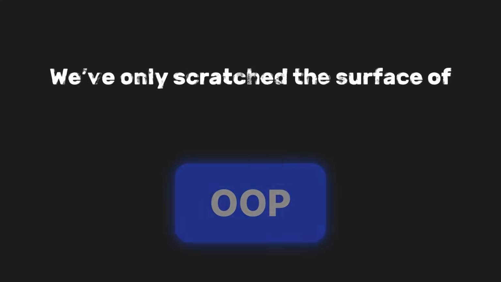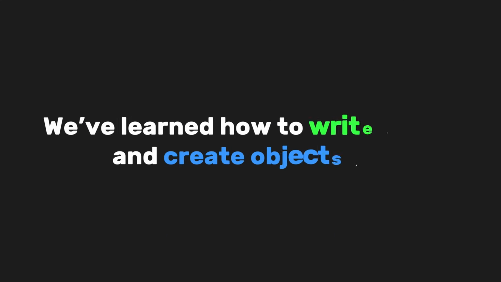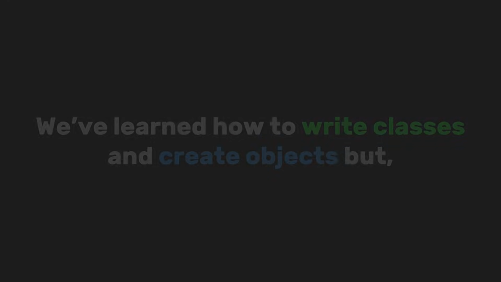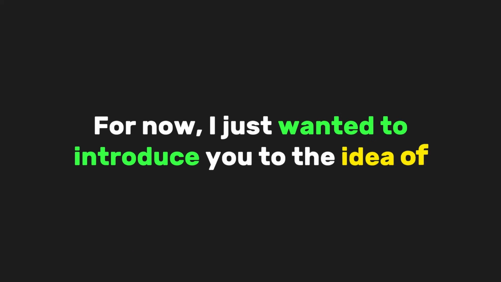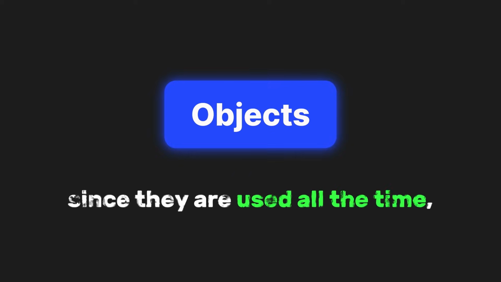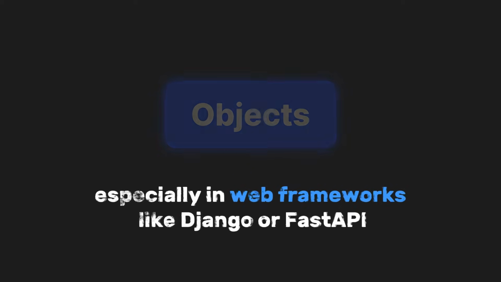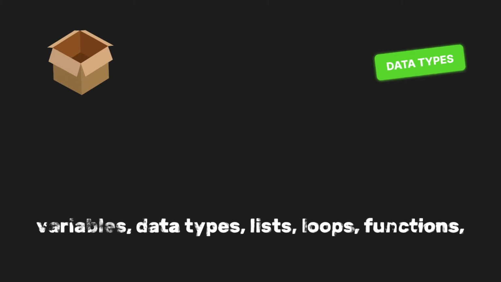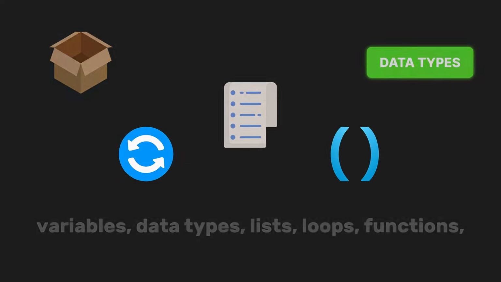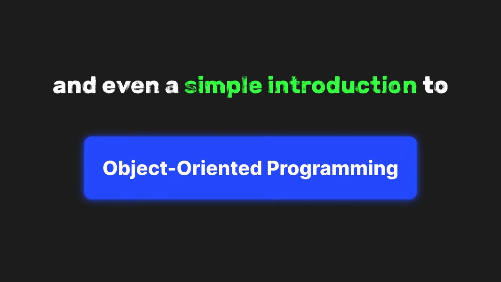We've only scratched the surface of OOP. We've learned how to write classes and create objects, but there's so much more like inheritance, encapsulation, and polymorphism. We'll cover those in another video. For now, I just wanted to introduce you to the idea of objects in Python, since they are used all the time, especially in web frameworks like Django or FastAPI. And that wraps up today's lesson. We've covered a lot: variables, data types, lists, loops, functions, and even a simple introduction to object-oriented programming.